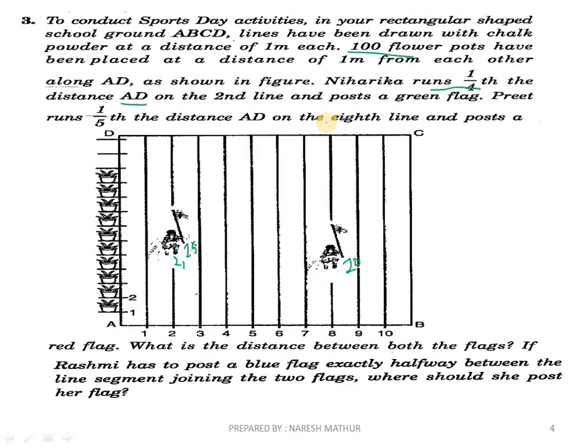At AD, on distance AD on the 8th line, so the coordinates of the point will be 8, 20. First we need to find the distance between both the flags. The distance can be calculated simply by the distance formula.